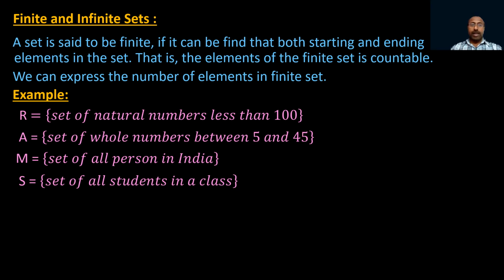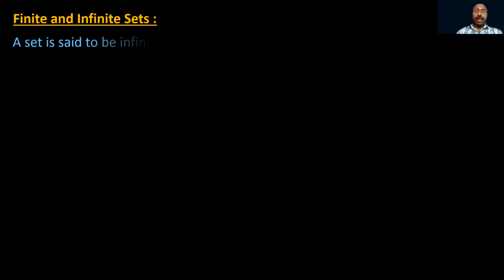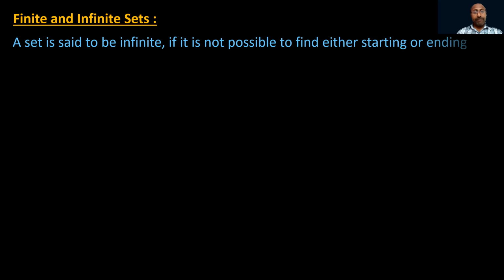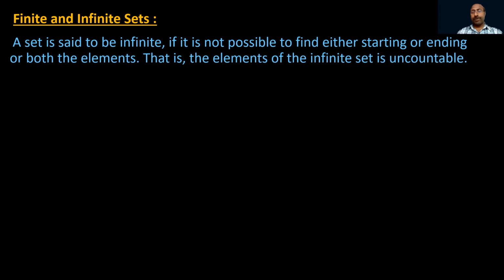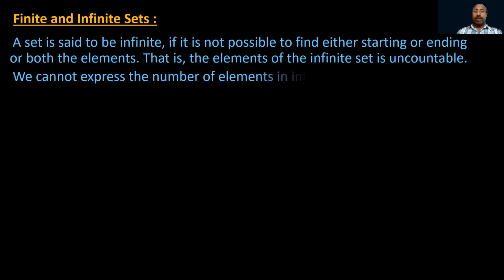Okay, let us see what is an infinite set. A set is said to be infinite if it is not possible to find either the starting or the ending or both the elements. That is, the elements of the infinite set are uncountable. We cannot count, so we cannot express the number of elements in an infinite set. Okay.